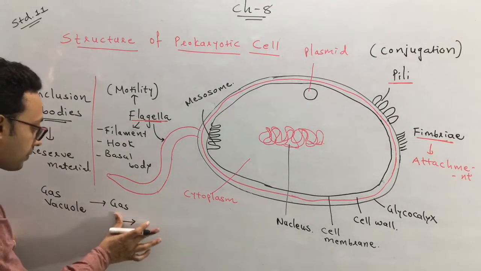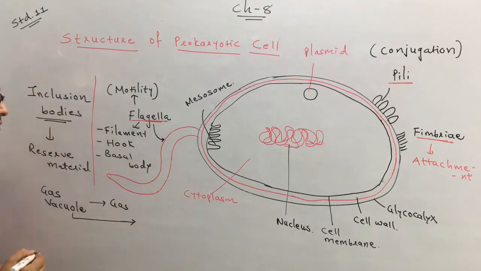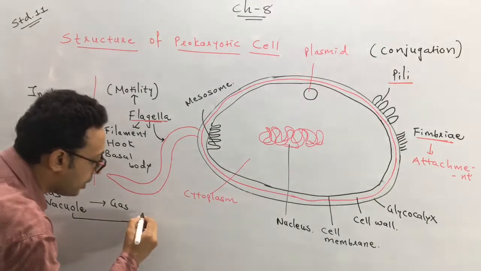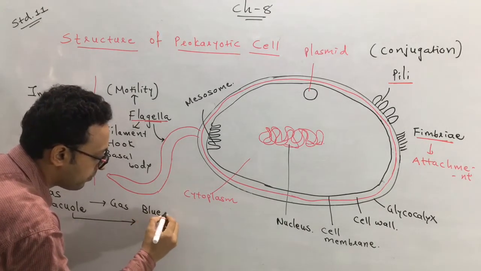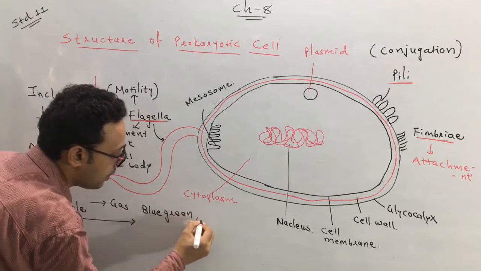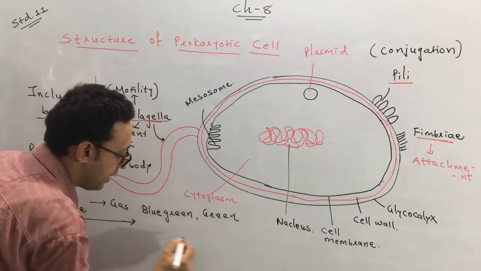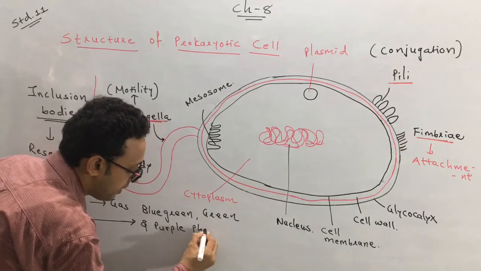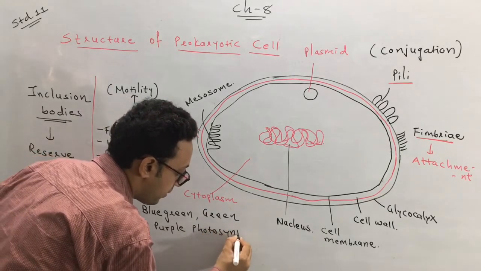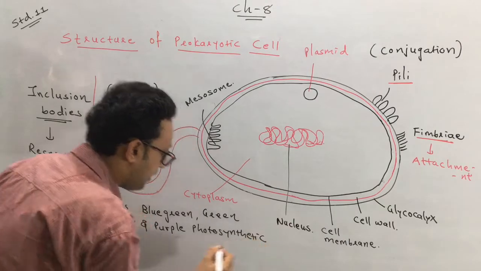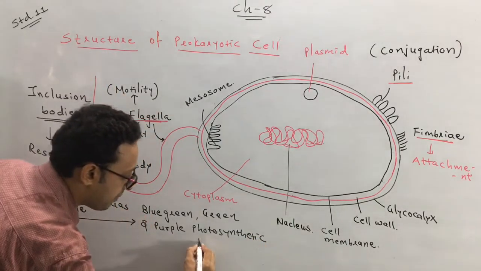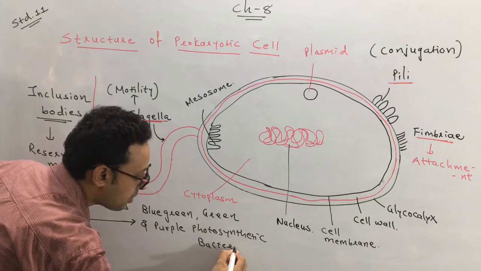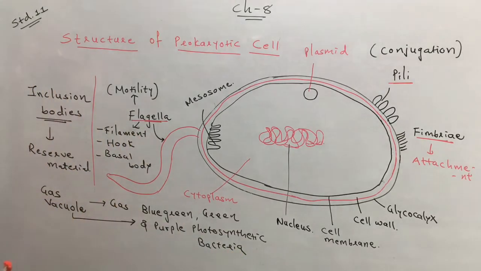These gas vacuoles are reported in blue-green, green and purple photosynthetic bacteria. It's found in blue-green, green and purple photosynthetic bacteria. They possess gas vacuole. Gas vacuole is not found in every bacteria. So that's about the gas vacuole.